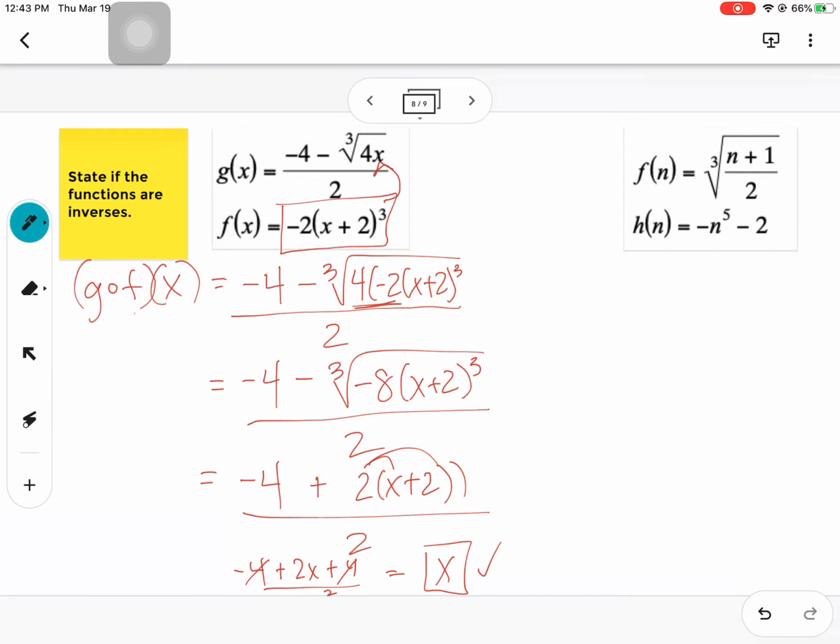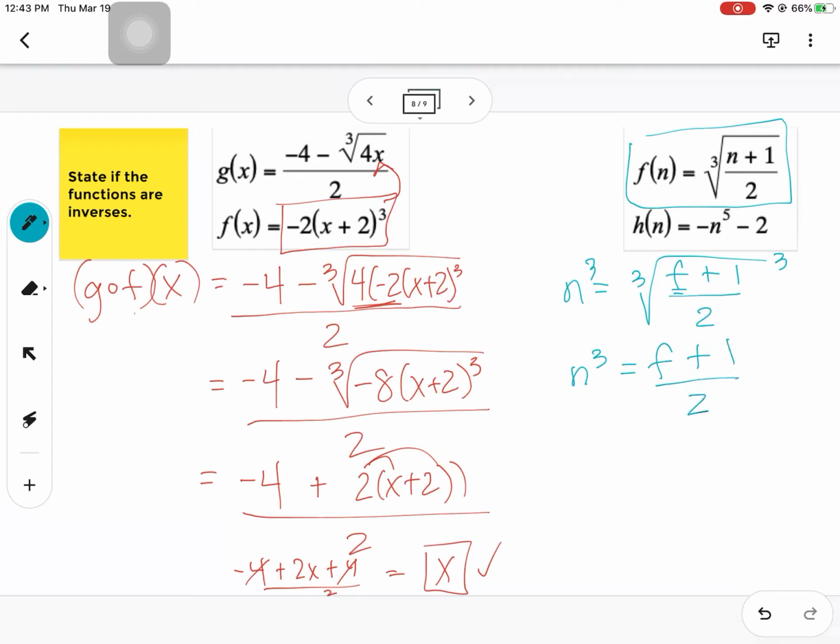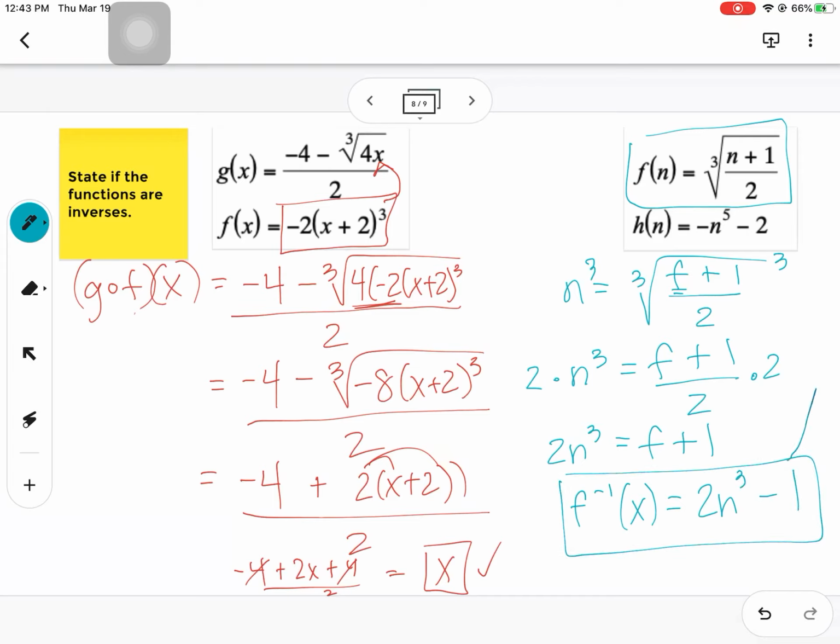The other way would be the way I'll show you here, where you take maybe one of them. So I'm going to take this f, and I'm going to switch my variables. So I'm going to do n equals the cube root of f plus 1 over 2. And I'm going to now solve for f. First thing I would do is cube both sides. And then I need to get this f by itself. So I would multiply by 2 and subtract 1. So the inverse of this first equation f is 2n cubed minus 1.